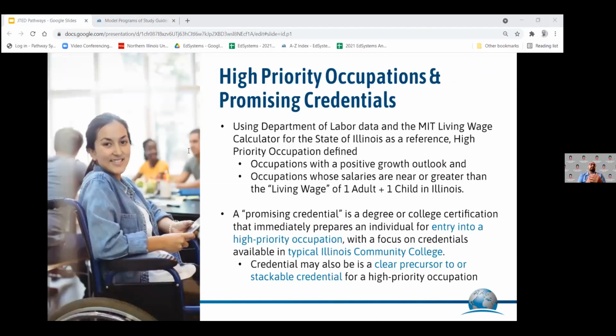Now, the things I just showed you are called model programs of study. In those model programs of study, we define things like something called a high priority occupation and or a promising credential, right? And then we used the MIT living wage calculator, and we set a benchmark for ourselves: we want to encourage people to get occupations where they could sustain themselves for 1 adult and 1 child. And then we defined a promising credential as any degree, industry credential, college certificate that places someone either in a high priority occupation or in a career or in a pathway that led to a high priority occupation. So something that was stackable also counted, right?